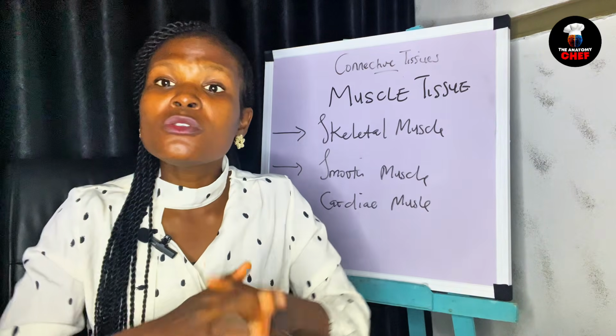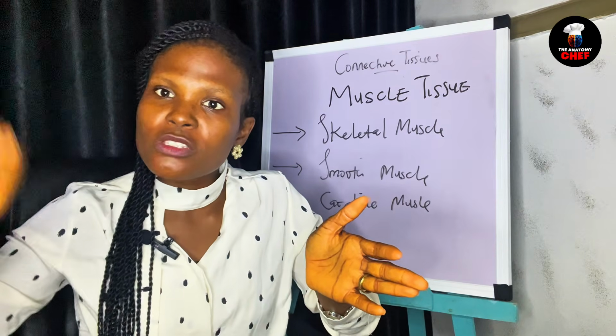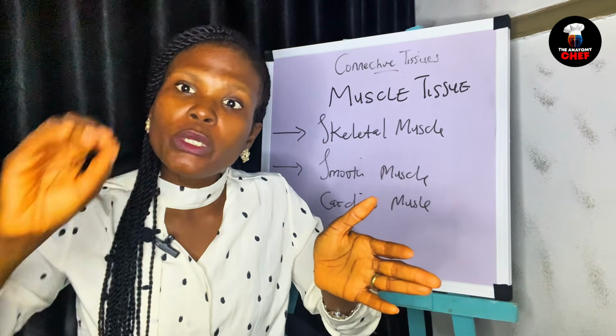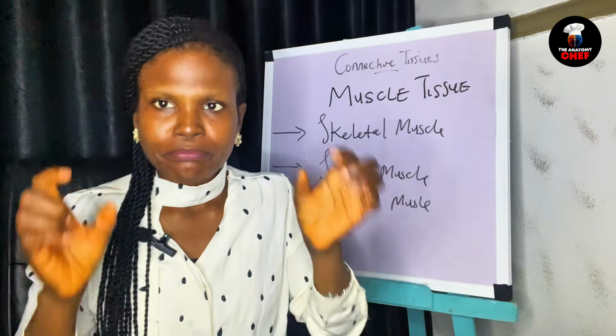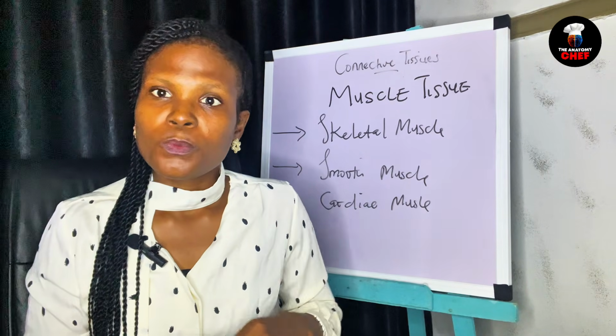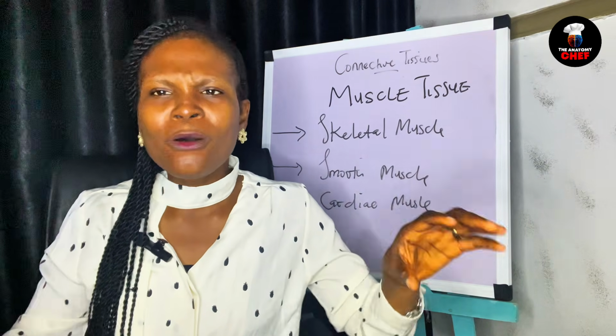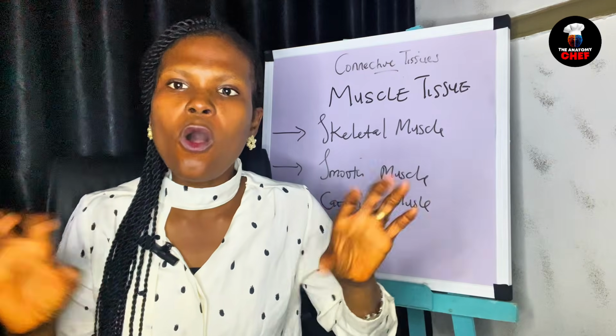The skeletal muscles are those muscles that are attached to the bones of your skeleton, which makes it possible for you to have voluntary movement. Is that okay? Good. Now we come to what we call your smooth muscles. These smooth muscles are the muscles found in the majority of your internal organs.